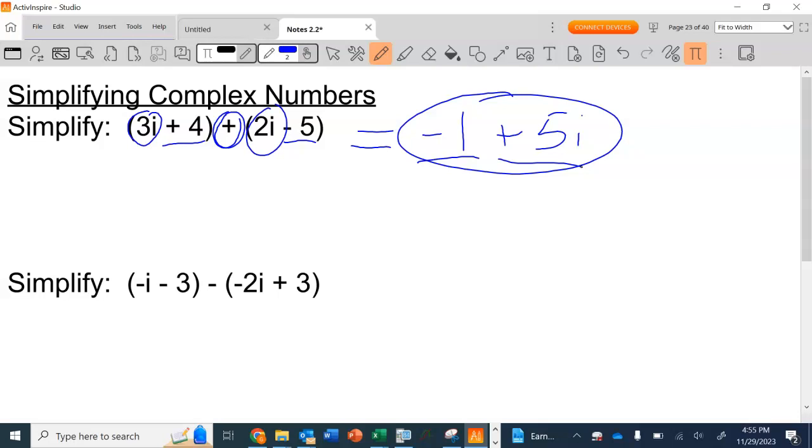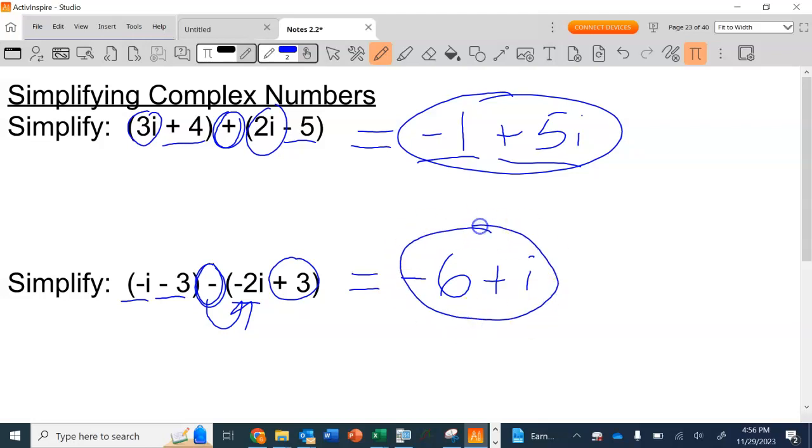We can also do subtraction. With the bottom one here, we're going to do the real numbers first. So this would be -3 minus +3, that would be -6. And then there's -i minus -2i. Just watch your arithmetic here with subtracting a negative. That's really like adding a positive. So you would have something like that there at the end. Once again, this is the standard form for a complex number. You have the real part first, and the imaginary part second.